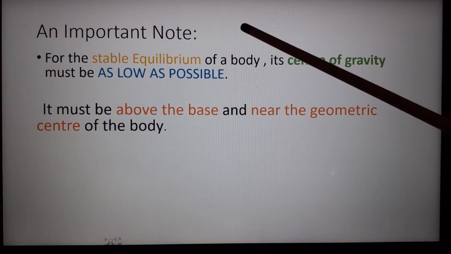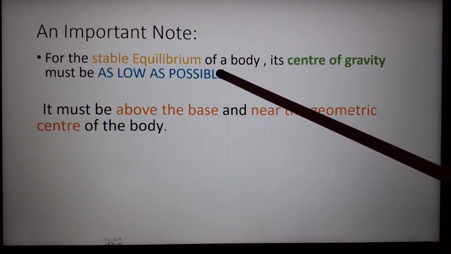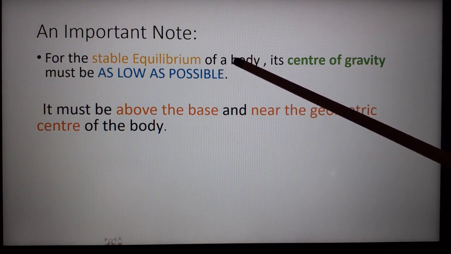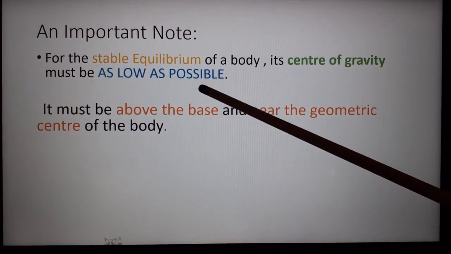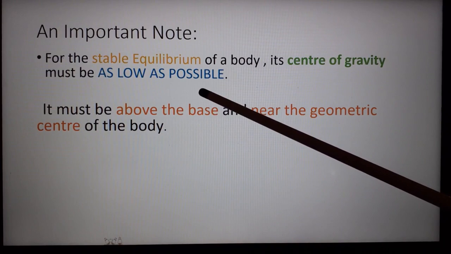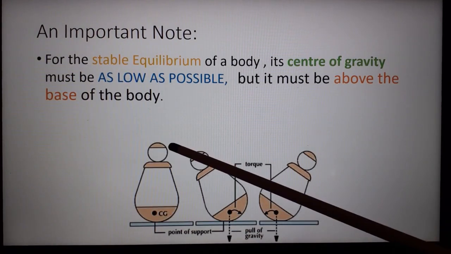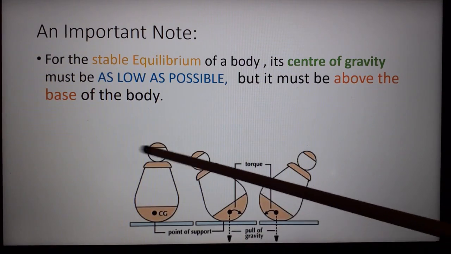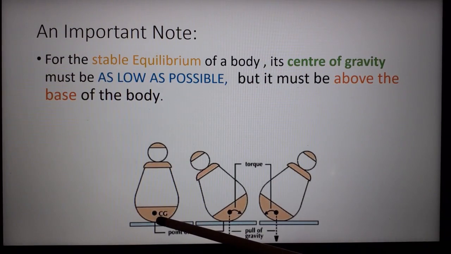Next, an important note for stable equilibrium, which is going to help you in your day-to-day life. For stable equilibrium of a body, meaning if you want to balance a body, its center of gravity must be as low as possible. So you have to adjust such that its center of gravity is as low as possible. Now let's take this example. This kind of toy you might have observed. If you hit this toy, it is going to move here and there, fluctuate, and then again come to rest in its original position.